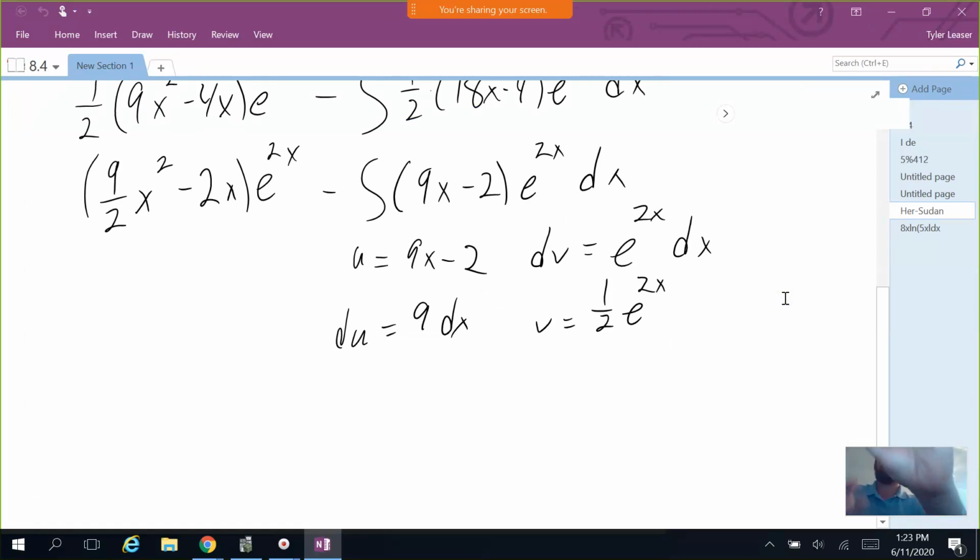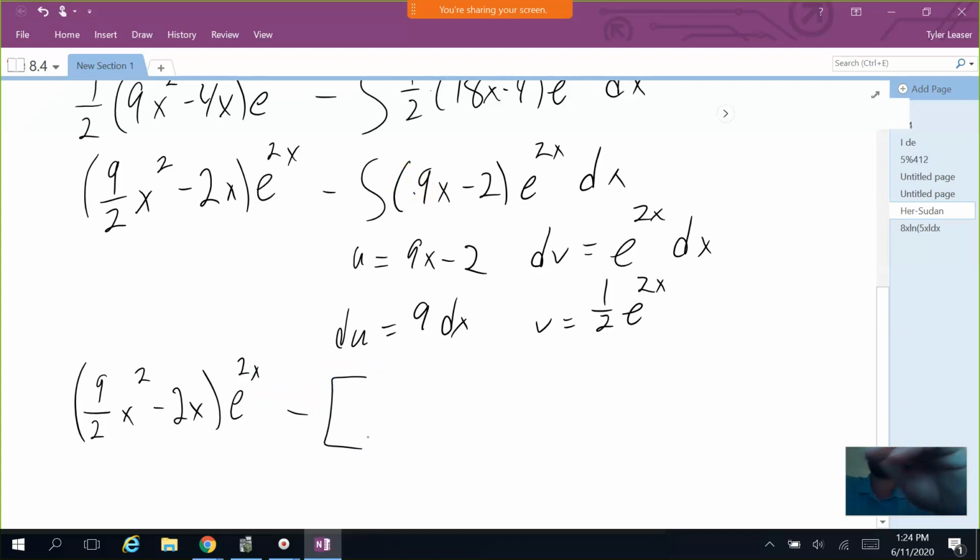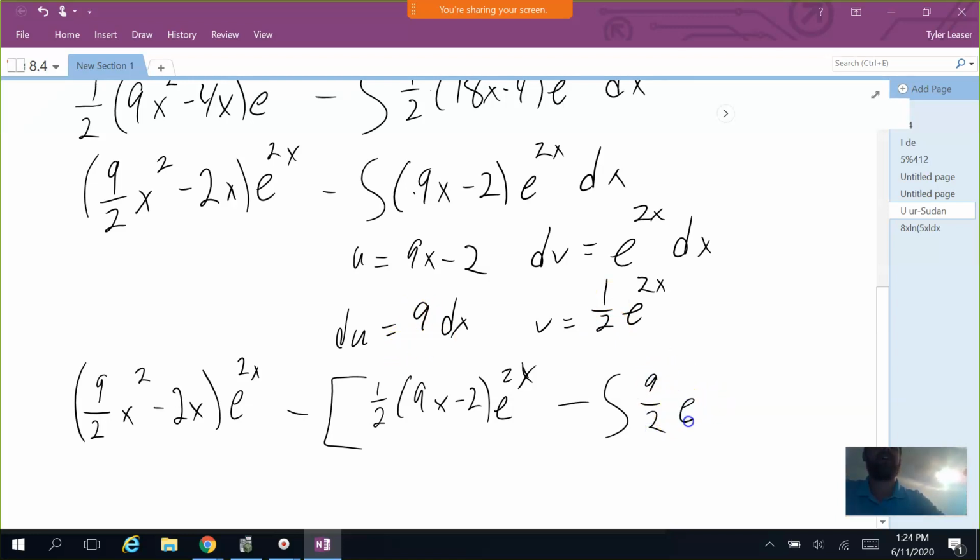Okay, so picking up where we left off, we still have this term out in front, the 9/2 x squared minus 2x, all times e to the 2x. That's going to be minus this integral, where we're going to do another integration by parts. So it's going to be u times v. I'm going to write that as 1/2 times the 9x minus 2, e to the 2x. That minus the integral of v du. So v times du is 9 times 1/2, or just 9/2, e to the 2x dx. Closing the bracket.